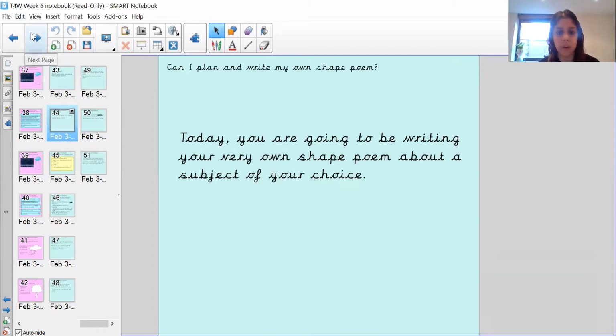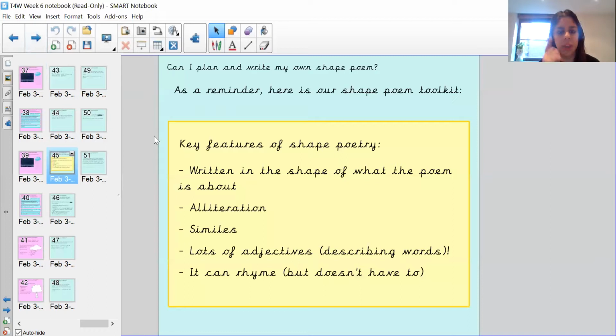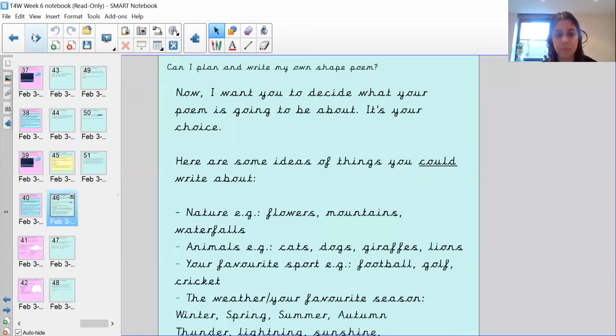So like I just said, we're going to be writing our own shape poem of your choice. So have a think in your head of what you'd like to do yours on. I need to include alliteration, similes, adjectives, and it can rhyme. It doesn't have to, but it can. And my one that I wrote yesterday, or the one that Miss Gossage wrote yesterday, it had a couple of rhyming sentences, but didn't all rhyme. They don't need to rhyme, and all poems don't need to rhyme.